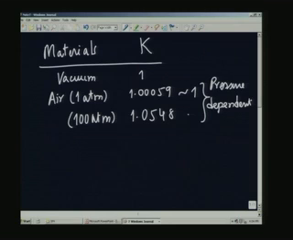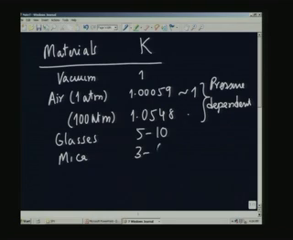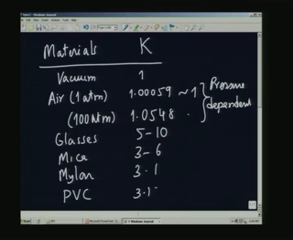A few other interesting cases, glasses, different types of glasses. It may go from anywhere from 5 to 10. Mica. I am giving these values for a particular reason, which will become clear when I discuss that. Mylar 3.1. For example, if you take a PVC 3.18 and so on and so forth.